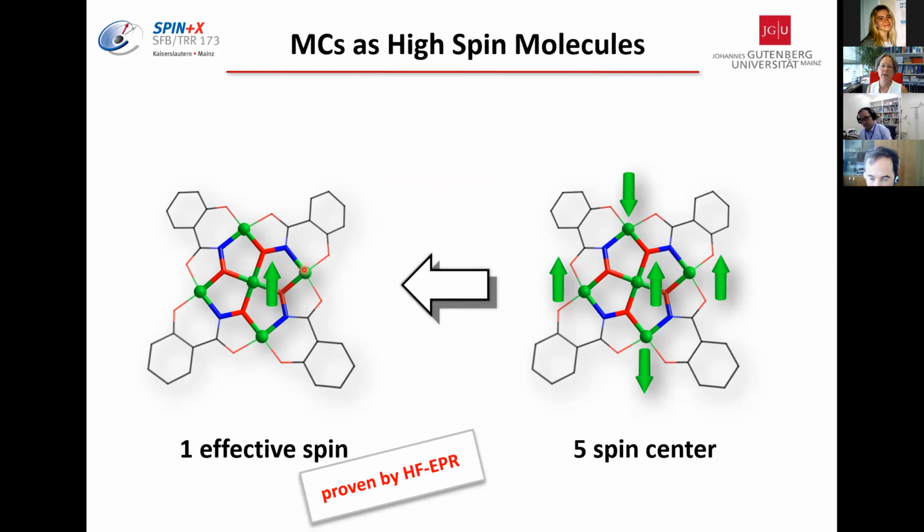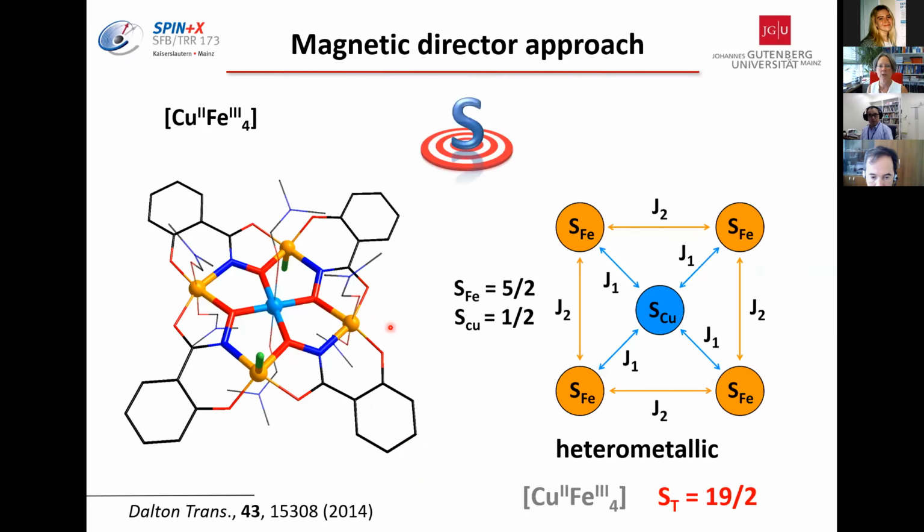And this is easily understood if you consider that we have a very strong exchange interaction along this rim here. So we don't see them in the ground state. In the ground state, what we see is just this single ion here in the center. So this is not really a high spin molecule, so we have to have another idea.